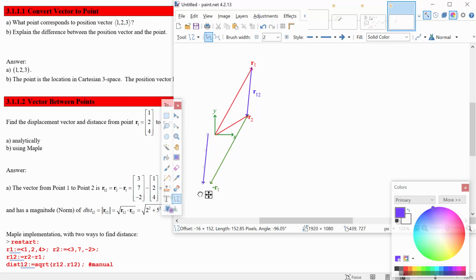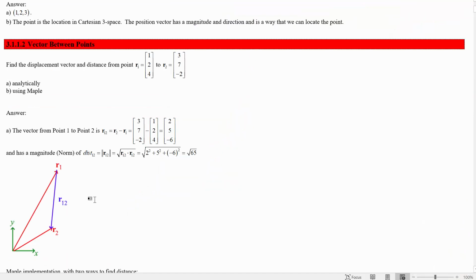You can see that by taking R2 and subtracting R1, we get the same thing as if we were to go from the point represented by R1 to the point represented by R2. So that indeed is the displacement between vector R1 and R2. So that's the graphical implementation.